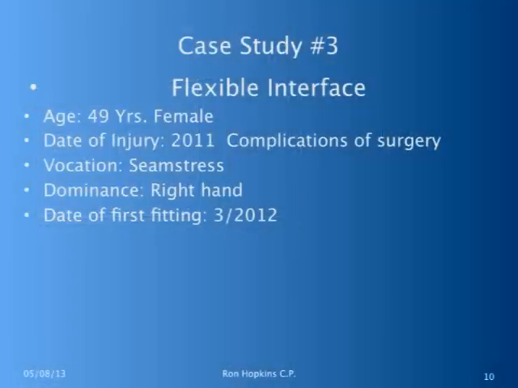Case number 3, 49-year-old female. Complications of surgery. This is the one I told you about. That's a quadrilateral. She's a seamstress. And it's kind of sad because I don't think she'll ever go back to the job. She'd like to. She and her husband own a seamstress shop. She's a heck of a nice lady, very, very motivated and doing very well at this point. She was right-hand dominant at the time. She's still right-hand dominant because that's the arm I set up for the dominance. Date of the first fitting was just March of this past year.